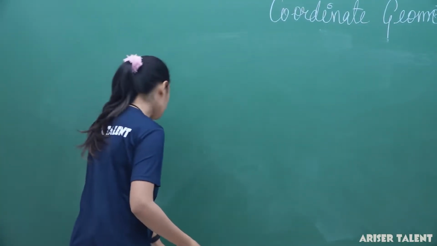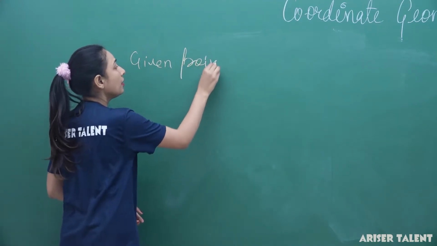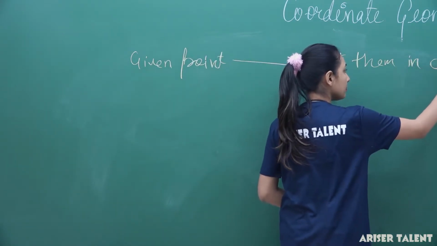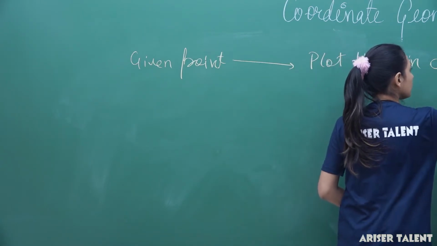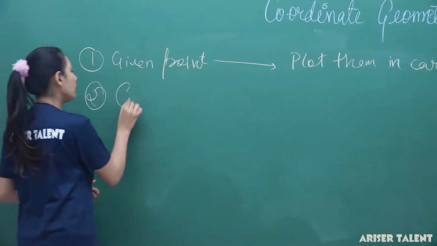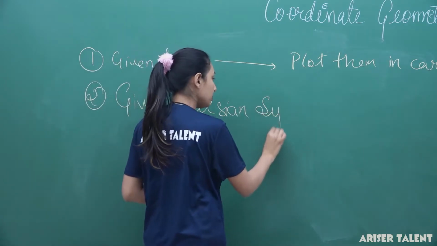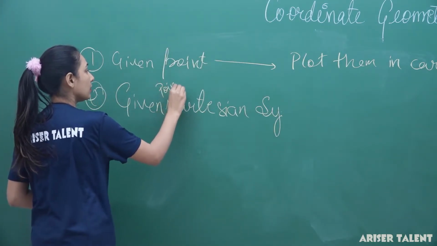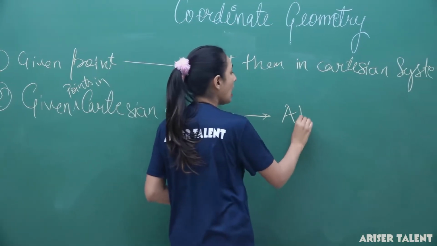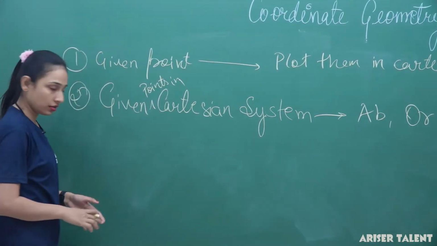Okay. Then we did two things. We were having these two things: either we are having given points and we have to plot them in the Cartesian system, and the second category, some points are given in the Cartesian system, and we have to find the abscissa and the ordinate of them. Okay, so these were the two things we talked about.